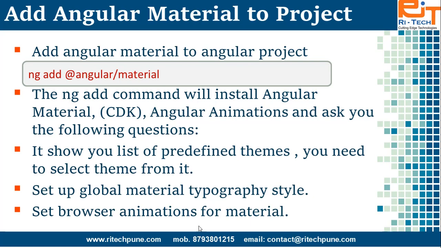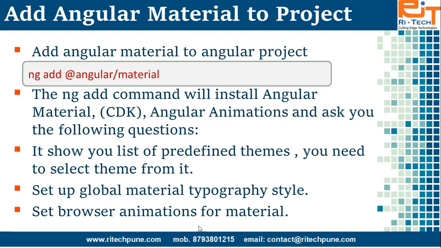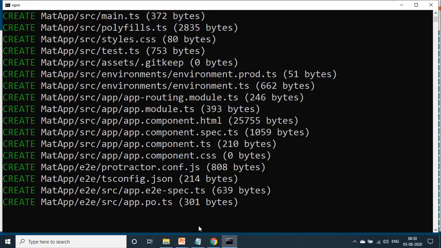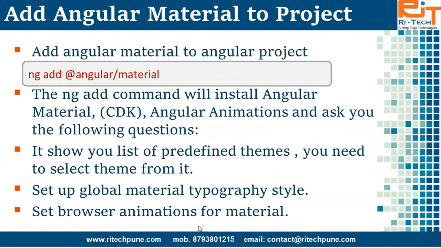So the first thing that we need to choose is the theme, and that will set up the global Material typography style globally. It will add the required fonts and the references of font files and icons in the index.html file. It also sets browser animations for Material. Now first what we do is add the Material. Let me check if our Angular project is ready. No, it's still not ready, it's installing. Now to add Angular Material, ng space add @angular slash material here.